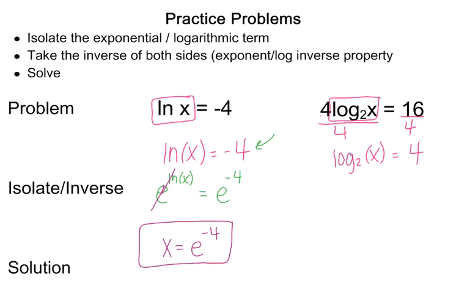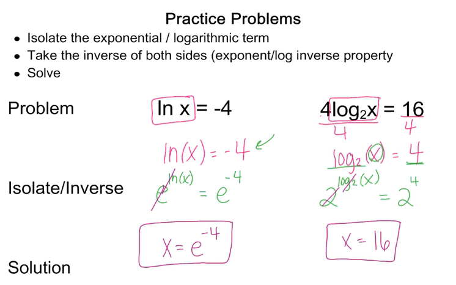Now I want to get x by itself, so I need to cancel out that log base 2. What's the opposite or inverse of logs? Exponents. So base 2, the log base 2, will cancel to get x by itself. Again, whatever I do to one side, I have to do to the other. So now I take base 2 and raise it to the 4th power. Well, what's 2 to the 4th? 16. So there's my solution there.